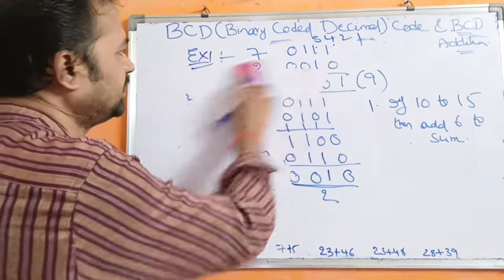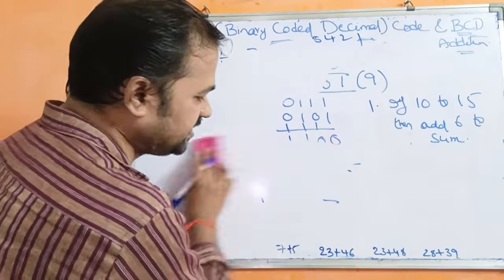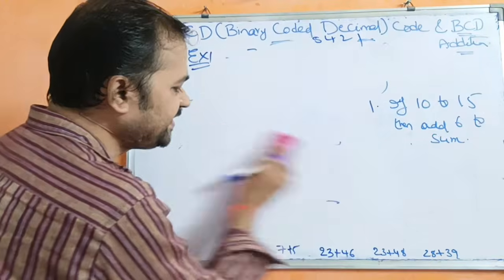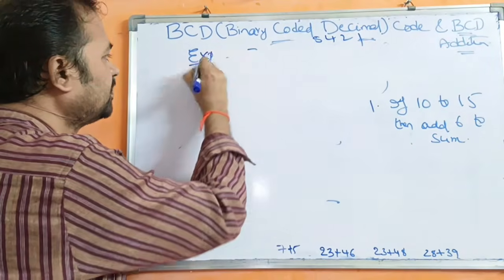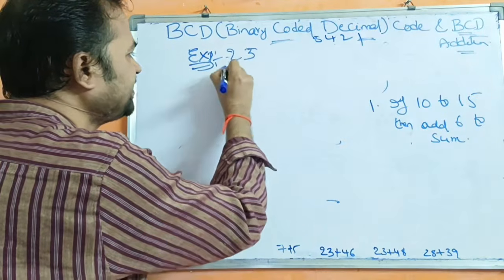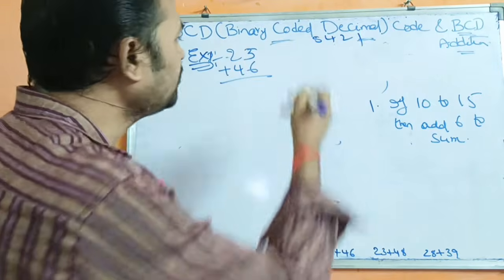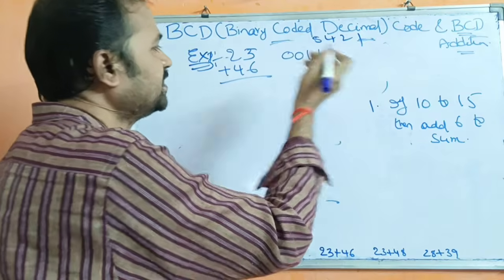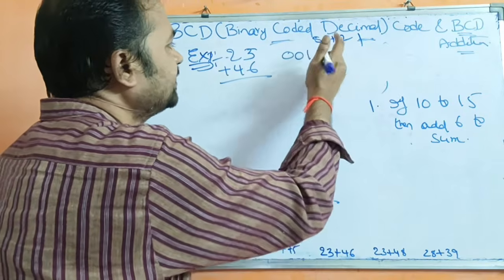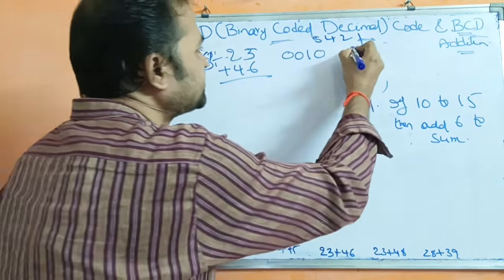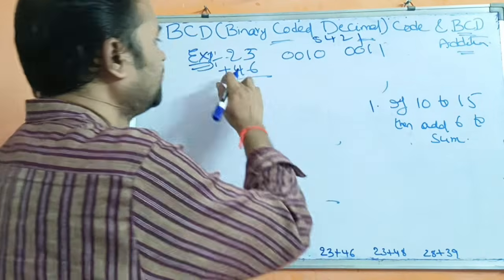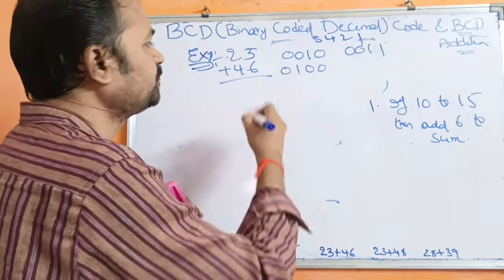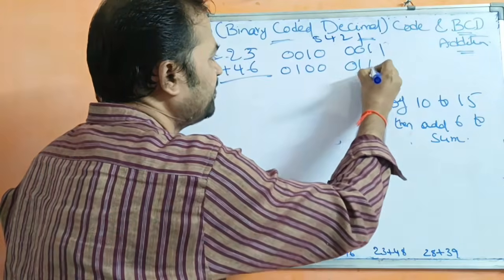Now let us see 3 more examples. Example 3, 23 plus 46. Let us do addition on 23 plus 46. How to represent 2? 2 means 0010. 3 means 0011. Next, what is the second number? 4 means 0100. 6 means 0110.